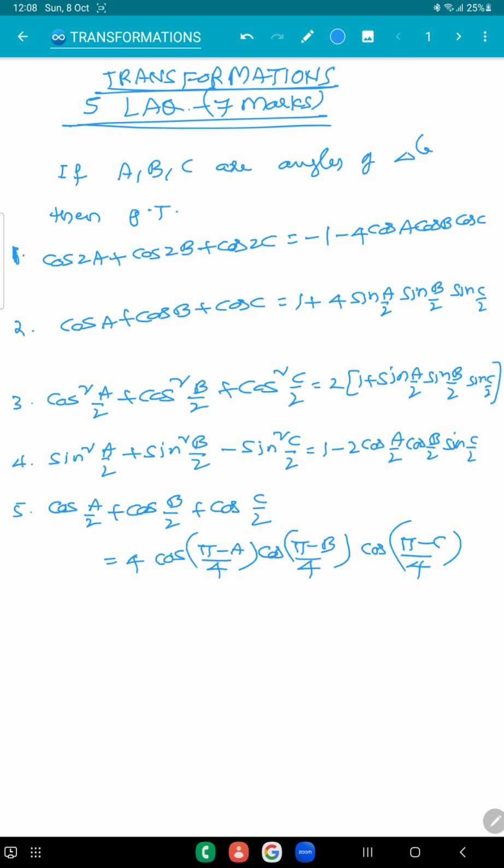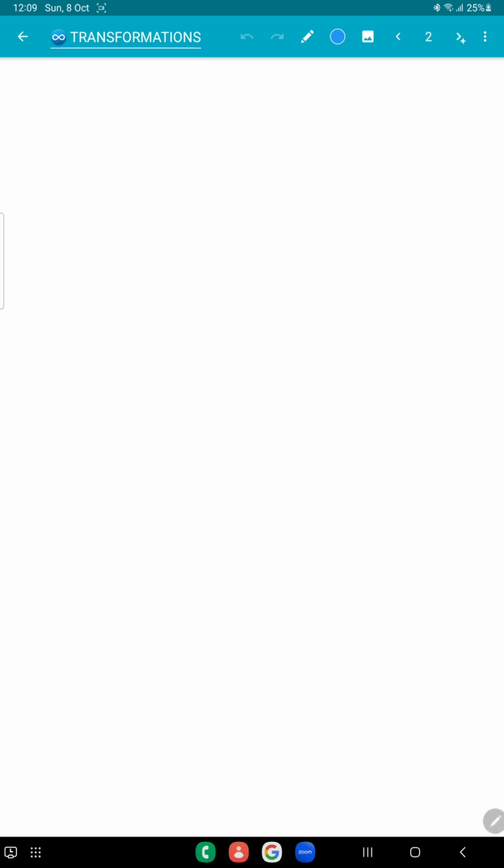So the questions are these 5: cos 2A plus cos 2B plus cos 2C is equal to, the right hand side is given. All these results are related to a triangle only. Let us consider the first question. In a triangle ABC, since A, B, C are angles of a triangle, it means that A plus B plus C is equal to pi.